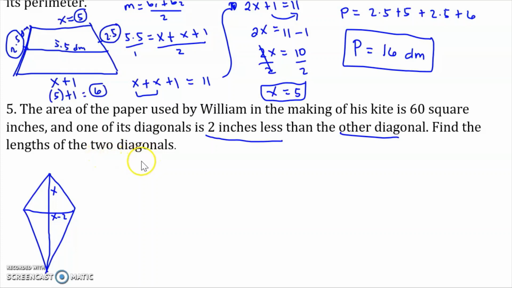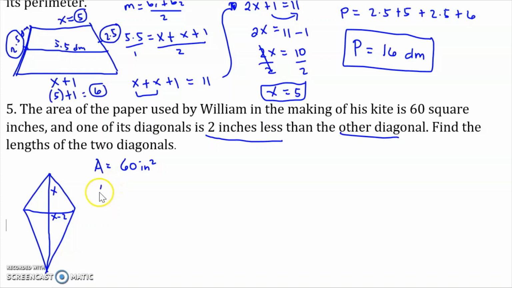So, ibig sabihin guys, sulat ko lang itong given ha, the area. So, given the area of the paper is 60 square inches. Now, ang hinahanap is yung sukat or haba ng dalawang diagonal. Siyempre, since may variable x, kailangan makuha muna natin yung variable x para makuha natin yung haba ng dalawang diagonal. So, ang gagamitin natin dito guys is yung given. Since the given is the area, so doon manggagaling yung ating equation.